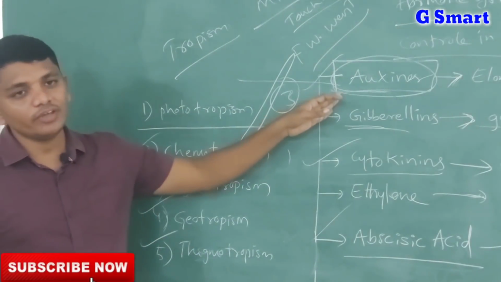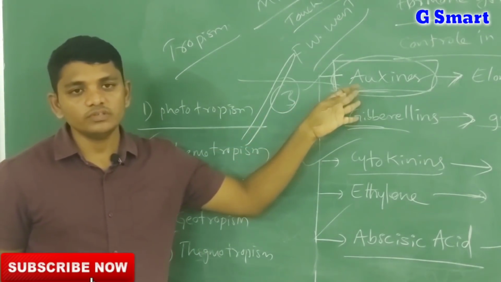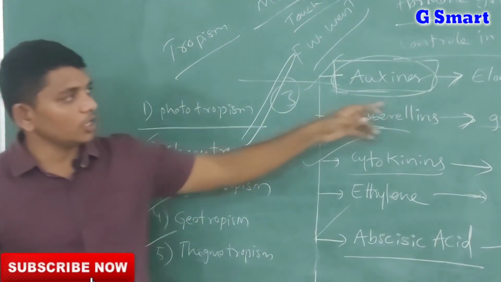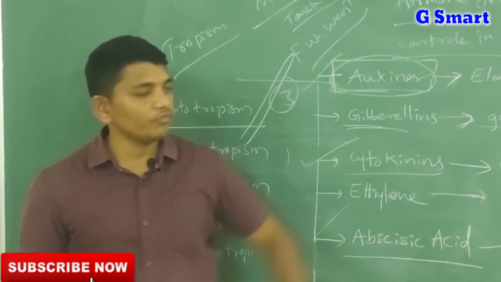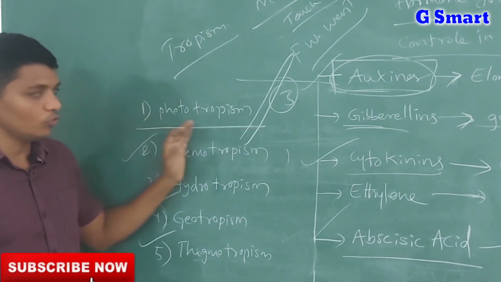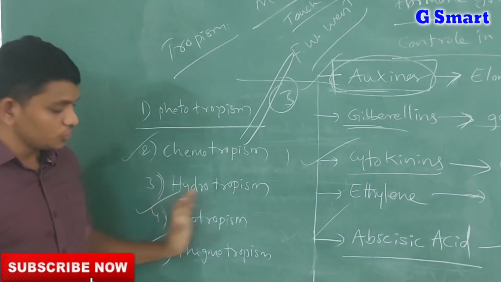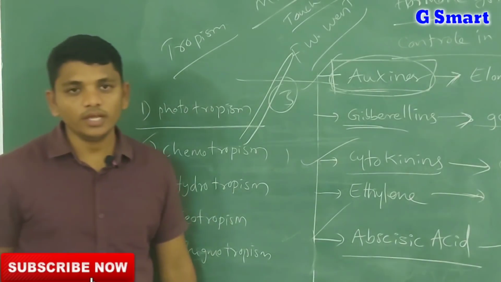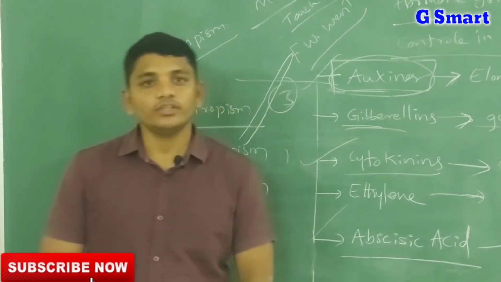So, auxins are very important hormones in the plants, which promote not only elongation of the cell and differentiation of shoot and root, they also participate in phototropism, chemotropism, hydrotropism, geotropism and thigmotropism. Okay. Thank you very much.